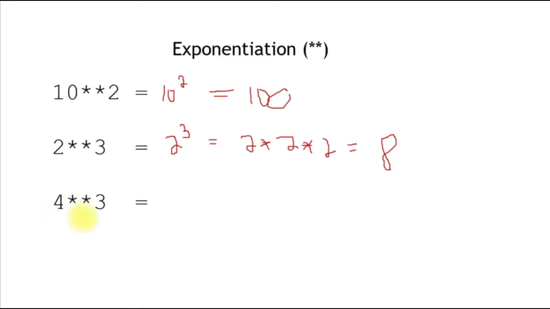Next is 4 exponentiation 3. So, meaning daw, yung 4, i-multiply natin sa sarili niya ng 3 beses. So, 4 times 4 is 16 times 4. The answer is 64. Okay? So, ganun lang po ang exponentiation.